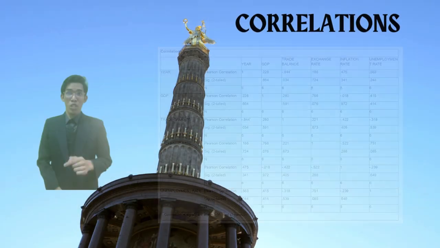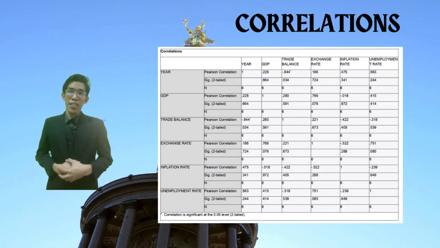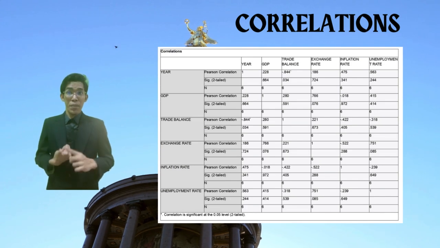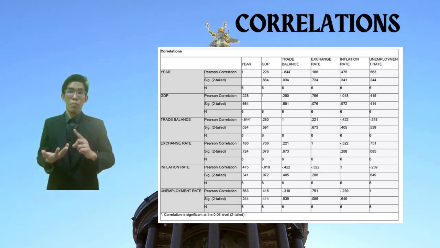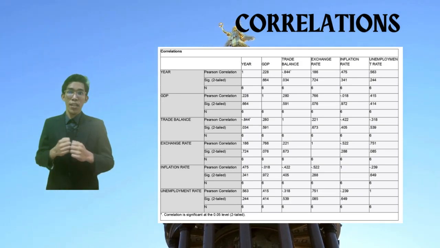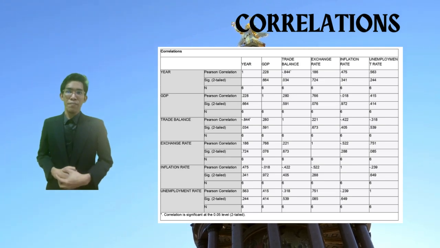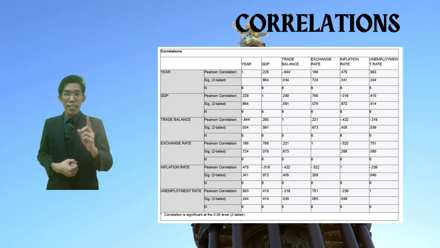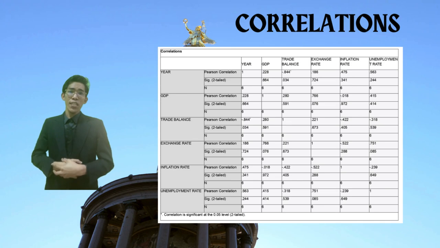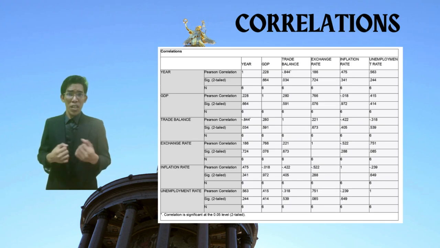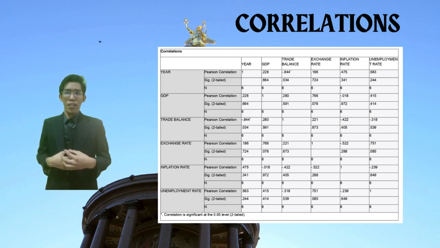In this analysis, we explore how key economic indicators of Germany, such as GDP, trade balance, exchange rate, inflation rate, and unemployment rate, are related to each other using Pearson correlation. As GDP increases, the exchange rate tends to rise, indicating a strengthening currency. However, the weak significance suggests that other factors might be influencing this trend.